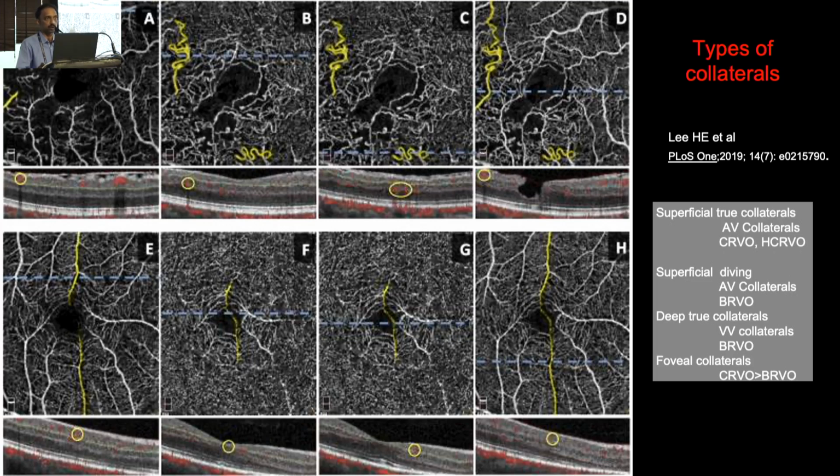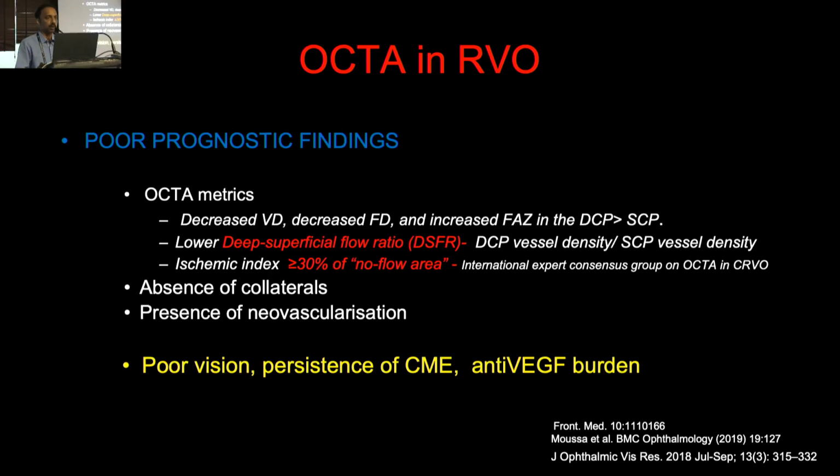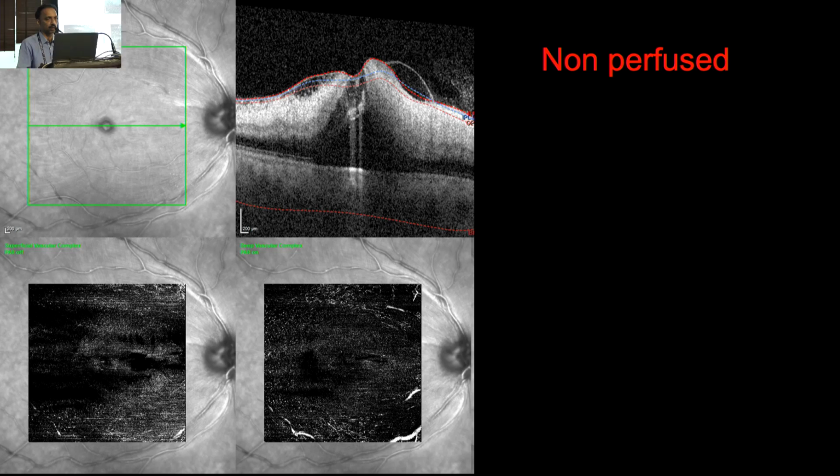Various types of collaterals have been described, and there are a lot of OCTA-based metrics that we use: decreased vessel density, decreased fractal dimension, increased FAZ. All these are biomarkers. We now try to compare the deep and the superficial flow rates, and if the ratio is lower, we know that this is an eye which is progressing towards more ischemia. We look at the ischemic index. We have a value now, 30%, more than 30%. It means increased ischemia. We look at the collaterals. So all these are poor prognostic markers. These patients may end up with persistent macular edemas and increased anti-VEGF burden.